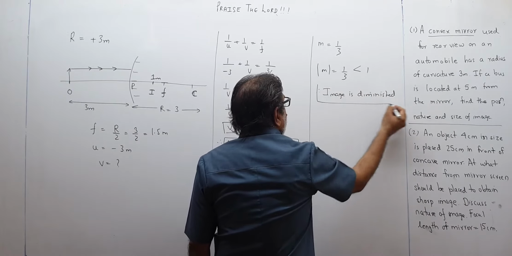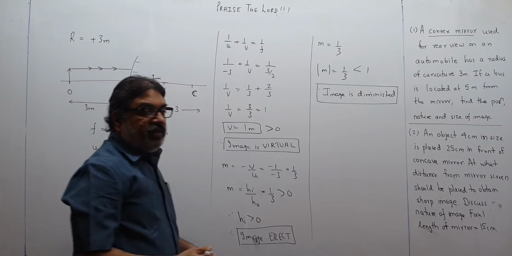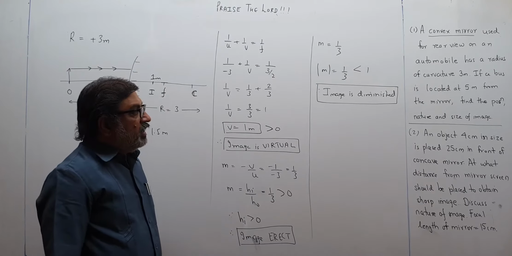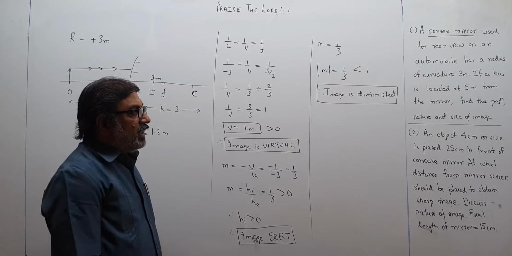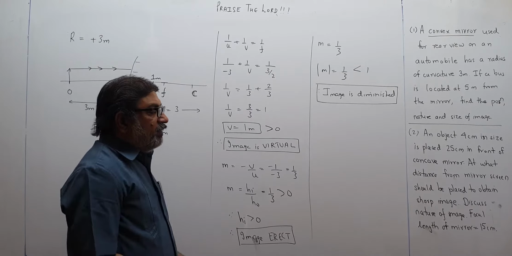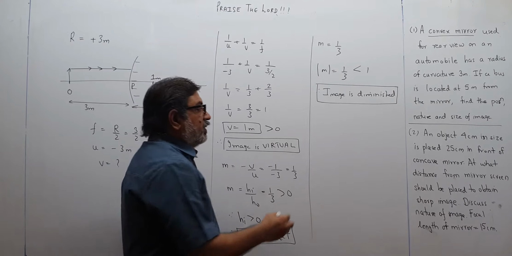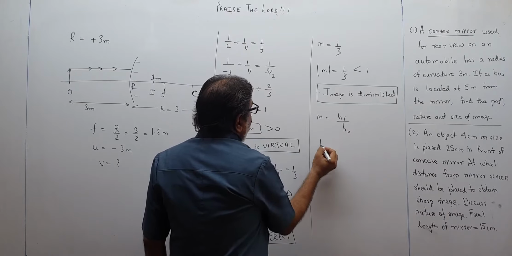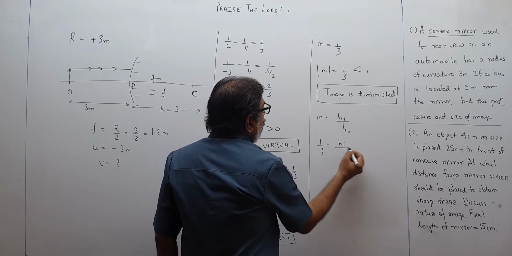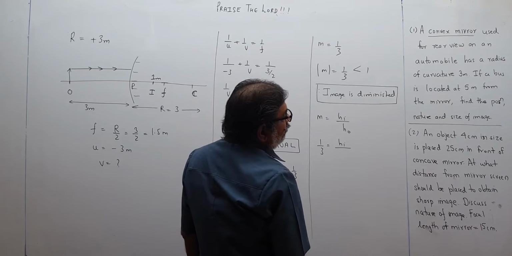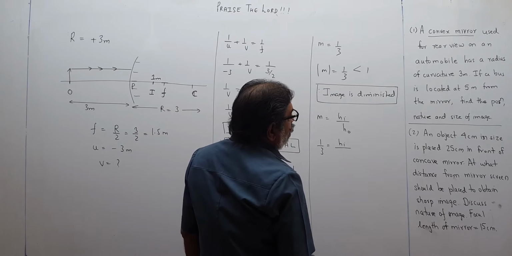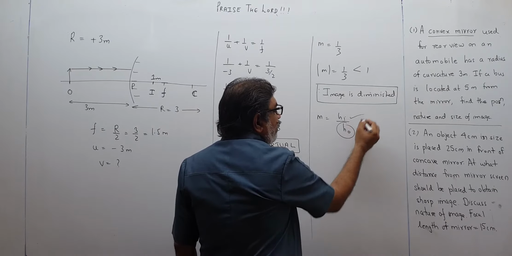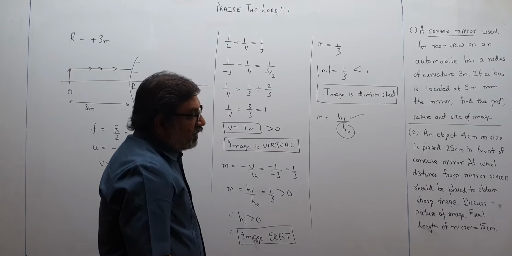I told you that day how to decide whether an image is enlarged or diminished. If mod m comes out to be more than 1, then the image will be enlarged. If mod m comes out to be less than 1, then the image will be diminished. And if you want to find the size of the image, we know that m is hi upon ho. Here m is 1 by 3. What is the size of the object? Is it given? No, that is not given. So we cannot find it out. If the height of the object is given, then using m we can find the height of the image, like this.